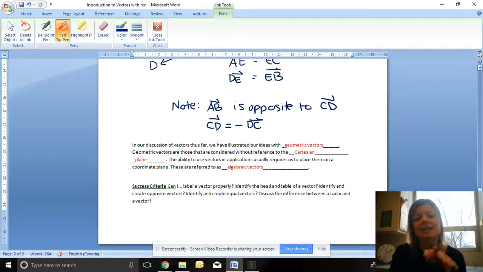Okay, so check out the success criteria. Make sure you can do this, and hopefully your work with this will help solidify these concepts.